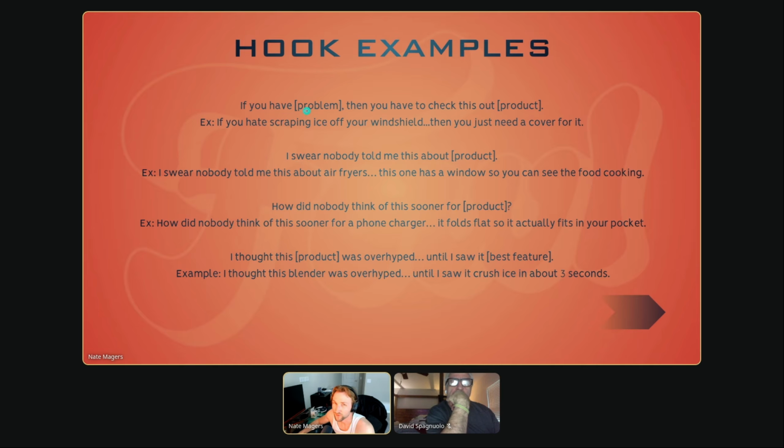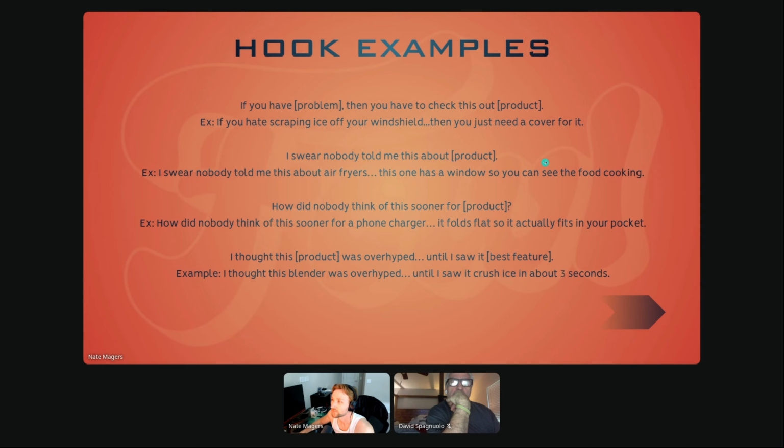Example, this was pulled right from one of my own videos. I had 3 or 4 of these go mega viral, and I sold out a product in under 24 hours using this hook. If you hate scraping ice off your windshield, then you just need a cover for it. It was something along the lines of that, for a windshield cover, and it worked beautifully. This is the exact plug and play that Nick would tell you. This should be your default if you don't have any hook options.